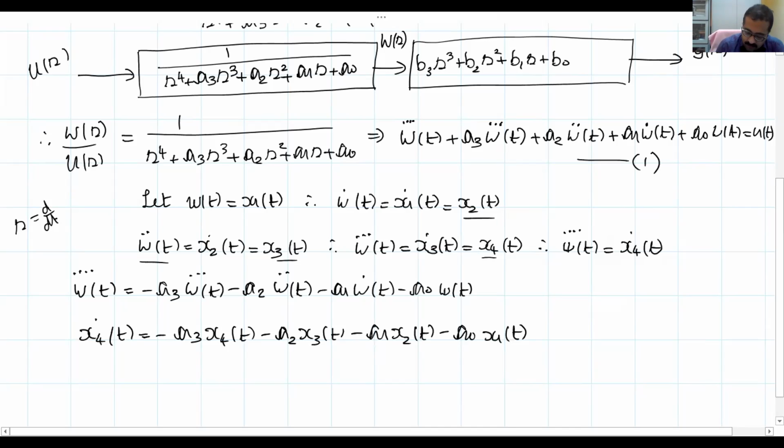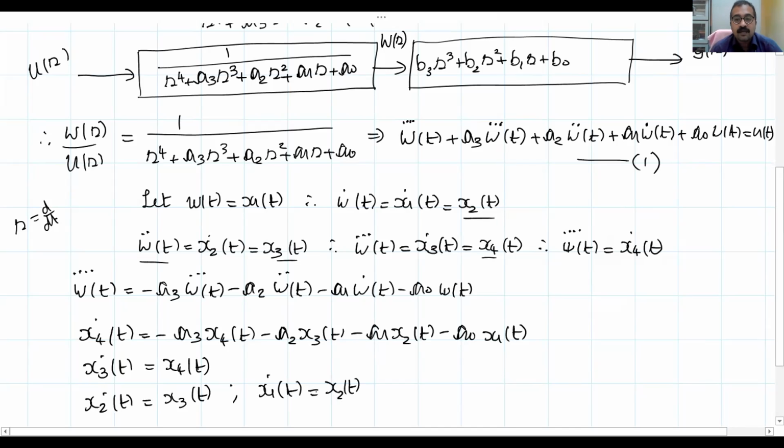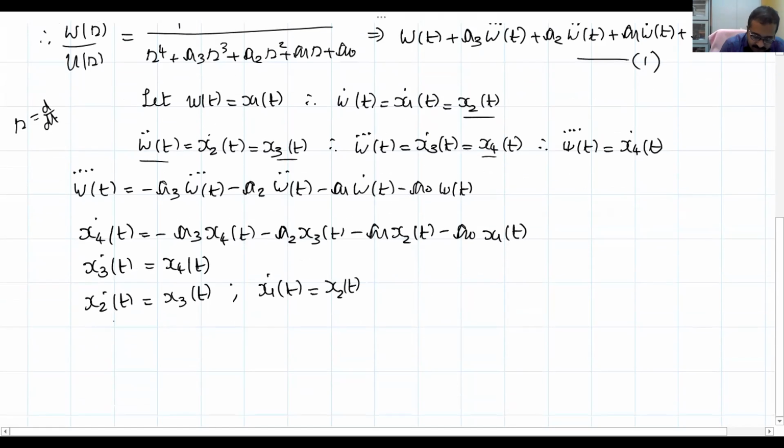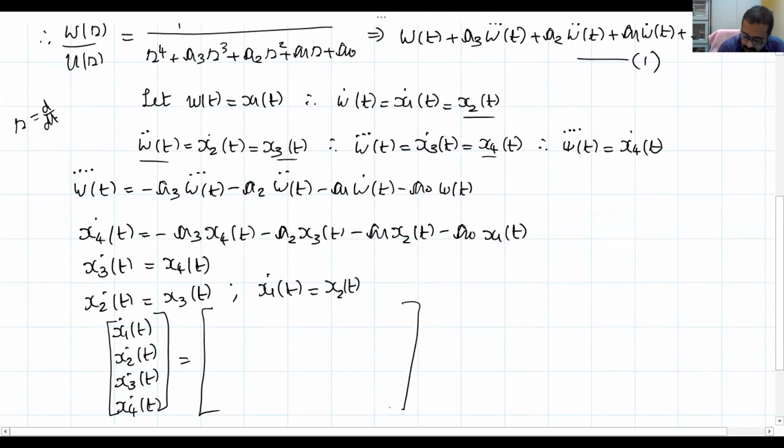Now what is x3 dot? x3 dot t is x4 of t. x2 dot t is x3 of t. And x1 dot t is nothing but x2 of t. So now it is in states; these are the state equations. In matrix form, what do you get? I can write x1 dot t, x2 dot, x3 dot, and x4 dot t must be equal to some matrix times x1, x2, x3, x4.